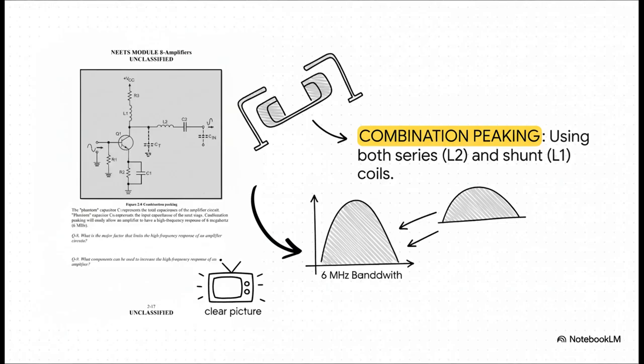But okay, if you want the most effective method, you use something called combination peaking. And this is where the real magic happens. We use two coils. We've got L2 in series, just like before, and now we add L1 in shunt, which is just another path. By having them both work together, we get a way more powerful effect. This is the whole shebang. It's the method that can give an amplifier a super wide, flat response all the way up to 6 megahertz, which is exactly what you need for a good clean video signal.